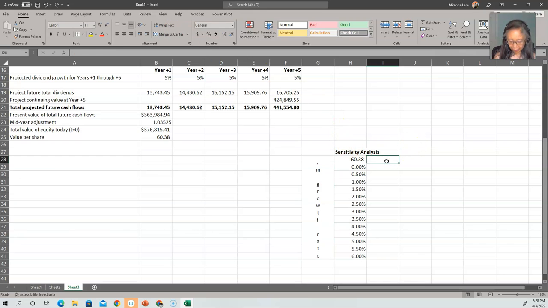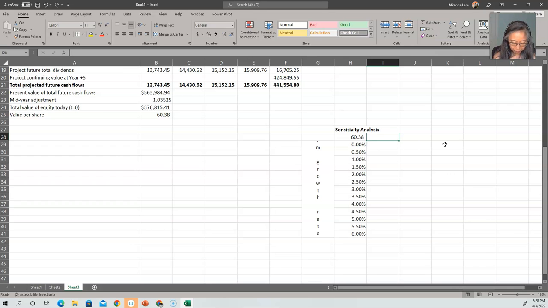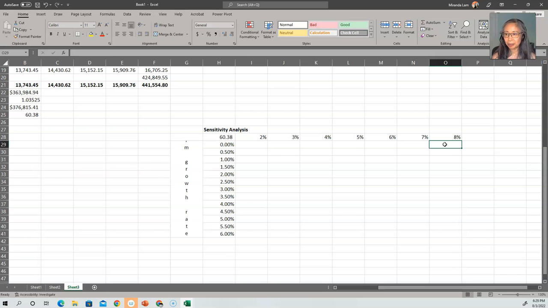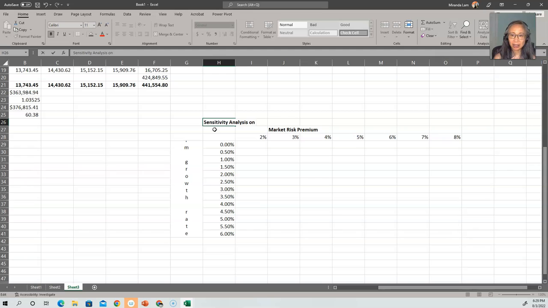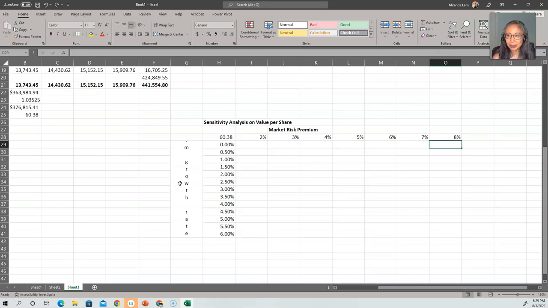And then over here, I can look at the market risk premium. And currently, the market risk premium is 5%. And we'll see what happens if the market risk premium goes from 2% all the way to 8%. So once again, here is the market risk premium. So this is our sensitivity analysis, the corner here, and this is important. So we are doing the sensitivity analysis on value per share. So this is the cell that we put in. So use the formula, so equal to the value per share that we computed. So this is how we will set up the sensitivity analysis table.